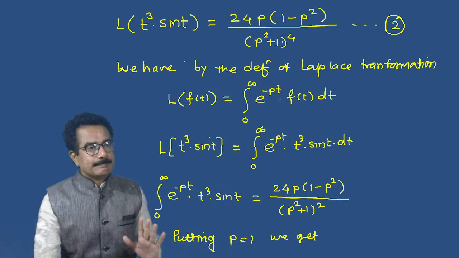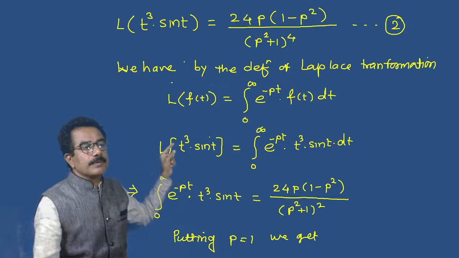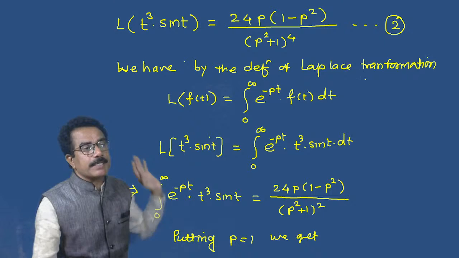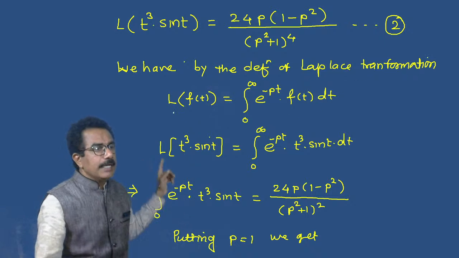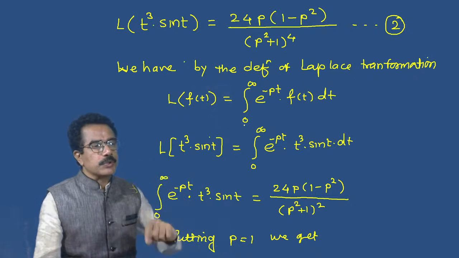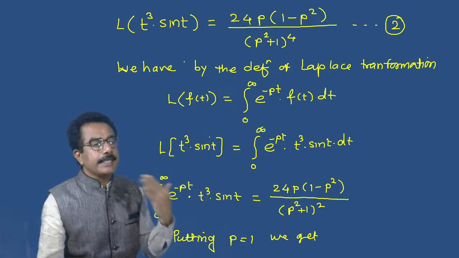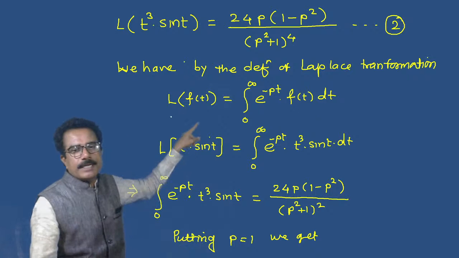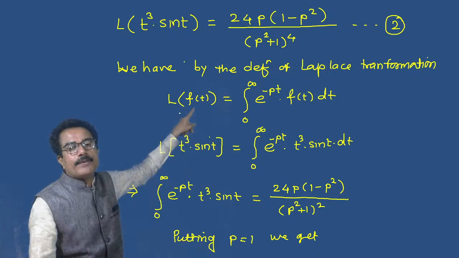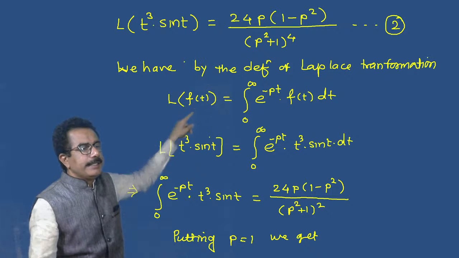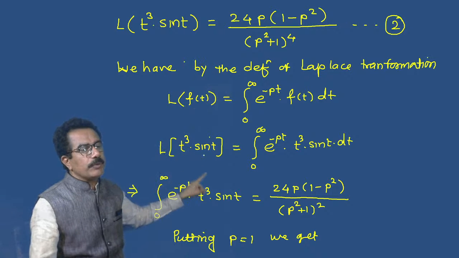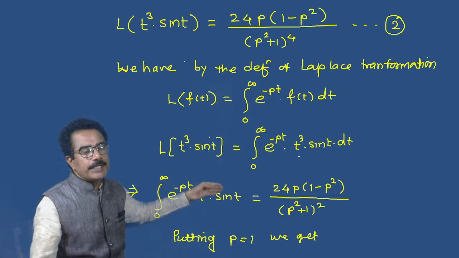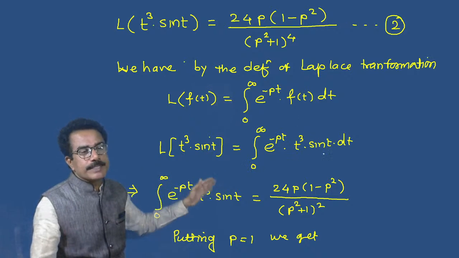Now here we are going to explain according to the definition of the Laplace transformation. What is that? Laplace transformation of f of t is equal to integral from 0 to infinity e raised to minus pt into f of t dt. So the Laplace transformation of f of t means t cube into sin t. So the Laplace transformation of t cube into sin t is equal to integral from 0 to infinity e raised to minus pt into f of t, meaning t cube sin t dt.